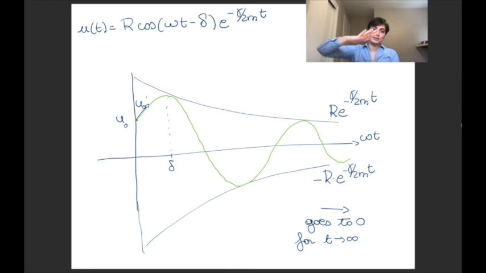This is what the dampening does. When it's very strong, you have something that tends to zero immediately. When it's not that strong, you have oscillations as we had in the non-dampened case, but the oscillations are decreasing in amplitude over time.